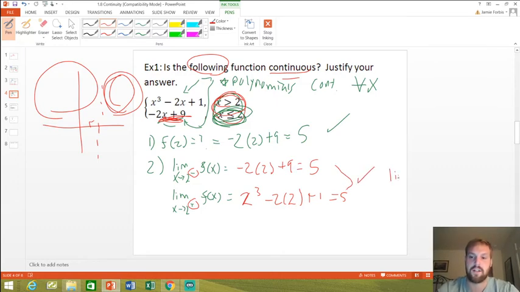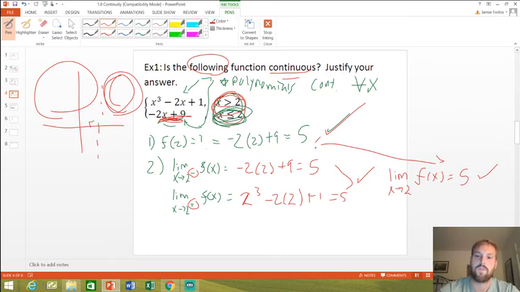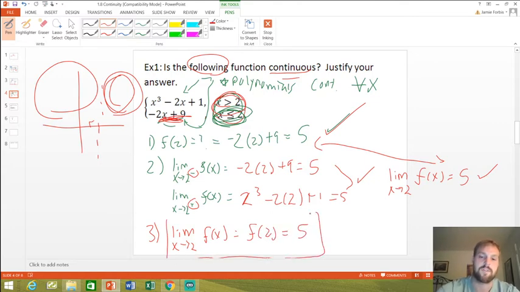Okay, so we can say the generic limit exists. We can say that the limit as x approaches 2 of f of x is going to equal 5. So we showed step 1, we showed step 2, we showed both of those exist. Now the observation that we make is that those two values are the same. So then in step 3, we can make that conclusive statement that defines continuity at a point. We can say the limit as x approaches 2 of f of x is equal to f of 2, which in this case is equal to 5. That's the statement that we've been trying to get to.